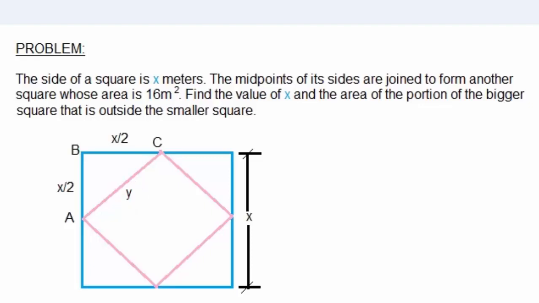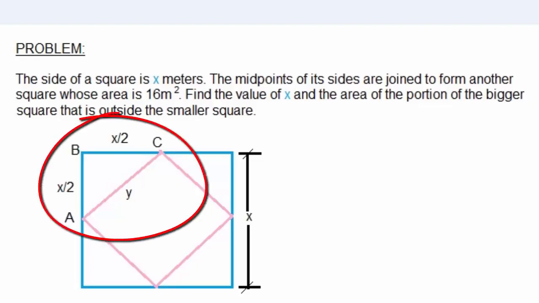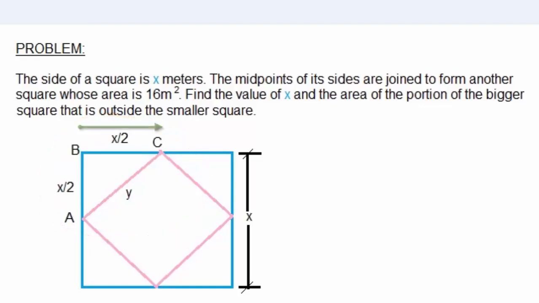For the solution later, triangle ABC is formed in the upper left corner of the bigger square. Note that BC is equal to x over 2, as C is the midpoint of the top side of the bigger square. It is the same as BA, which is also equal to x over 2, as A is the midpoint of the left side of the bigger square.